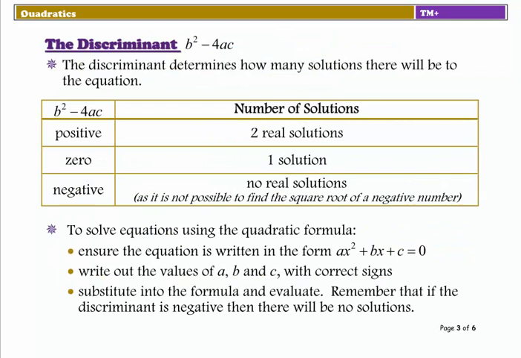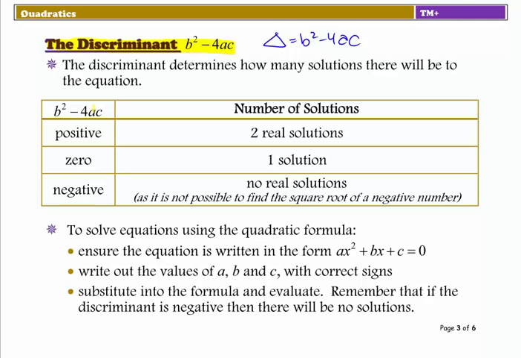Now let's look at one part of the quadratic formula, which is what we call the discriminant, and that's sometimes seen by a triangle, b squared minus 4ac. Now the discriminant determines how many solutions there will be to the equation.